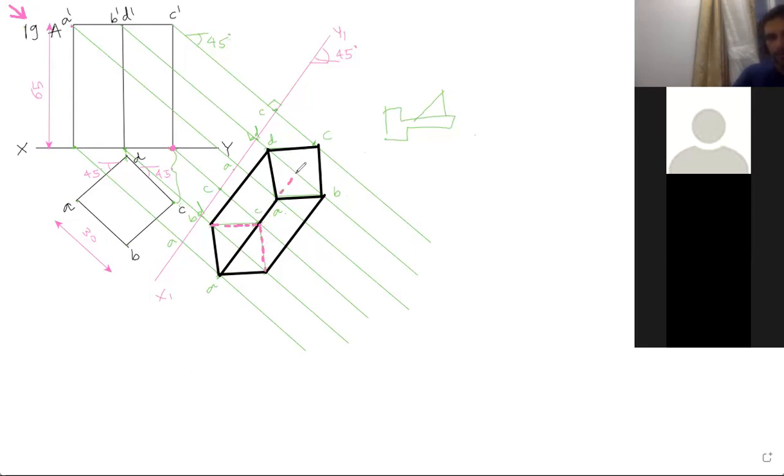Done. So we are done with auxiliary top view. What do you mean by auxiliary top view? It is additional top view. Next to top view, right? Additional top view. What do you mean by auxiliary? Additional. So this is what we need to draw for the first sum.